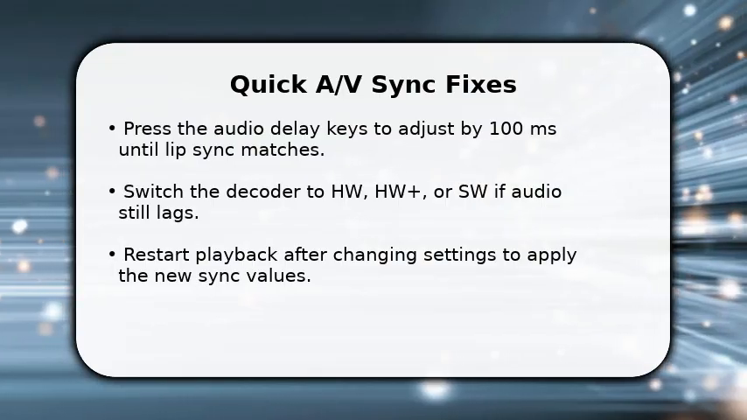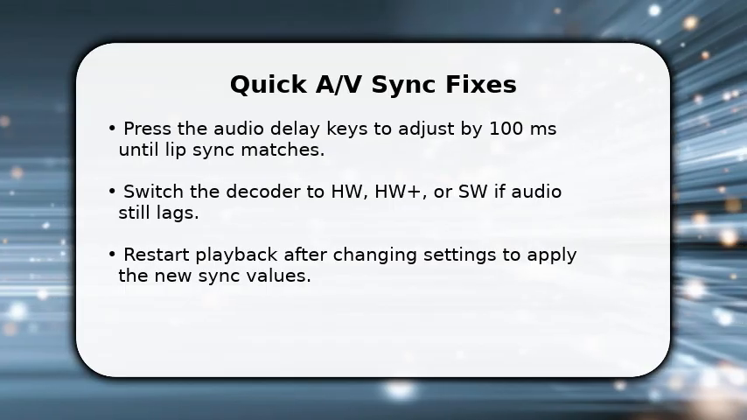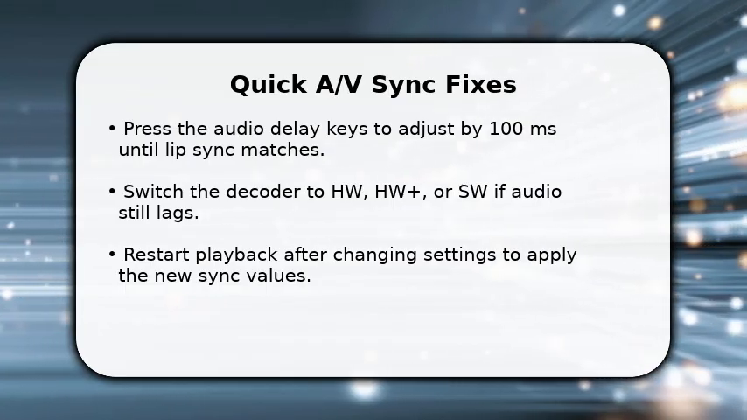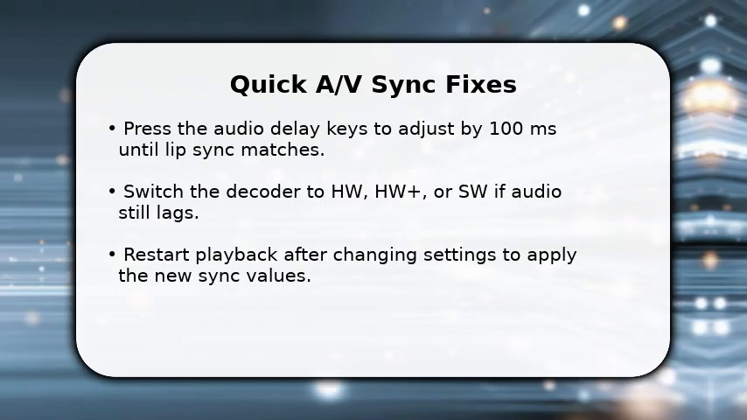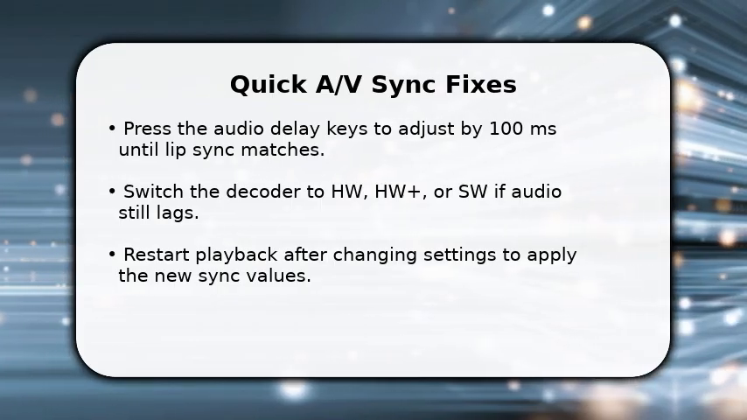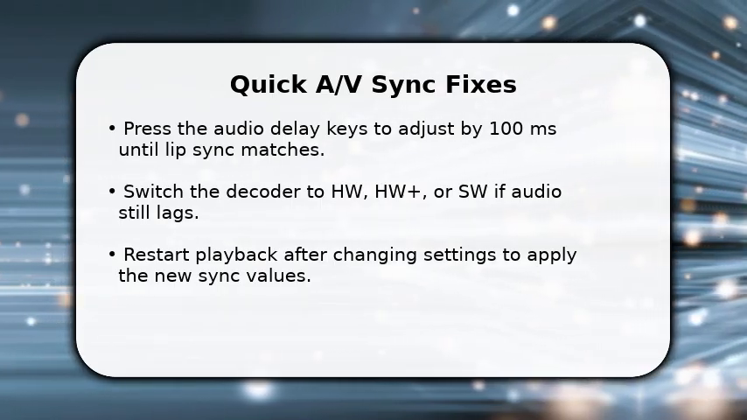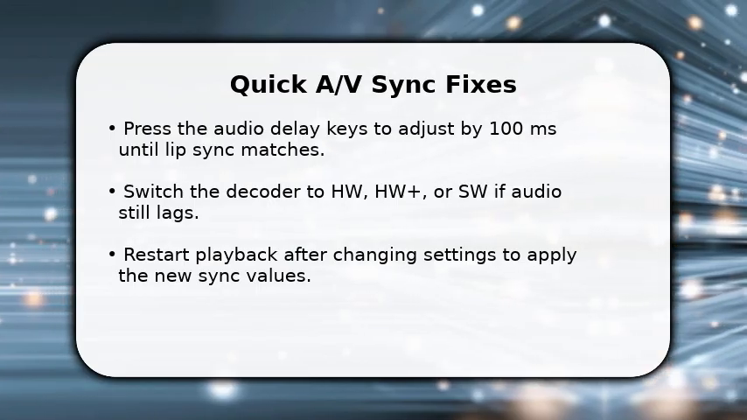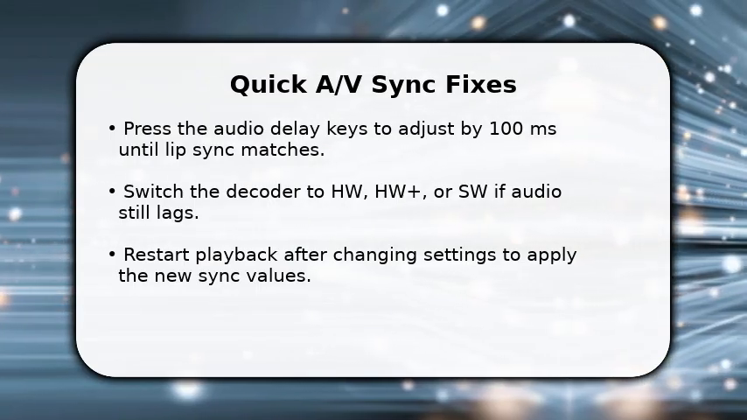If audio and video are out of sync in MX Player, start with quick fixes. Pause playback and press the audio delay keys to adjust by 100 ms increments. Watch the lips and audio while you change the delay. If that corrects sync, resume normal viewing and save preference if you can.